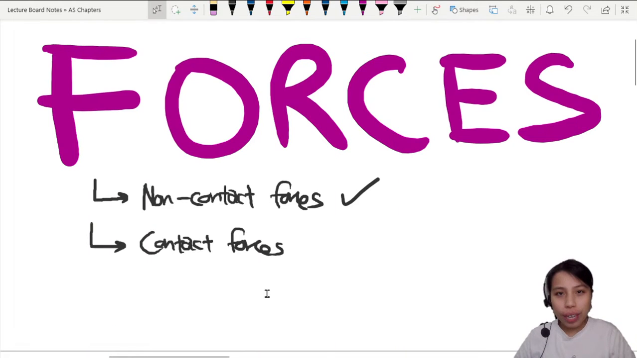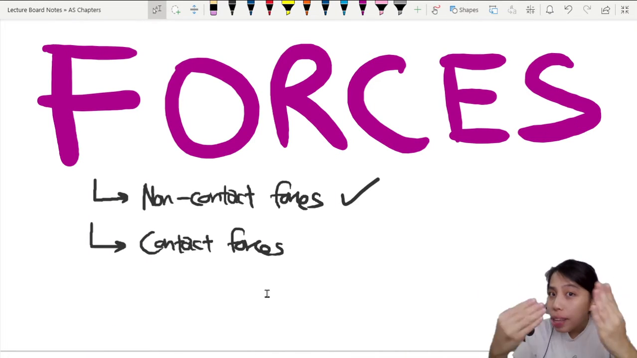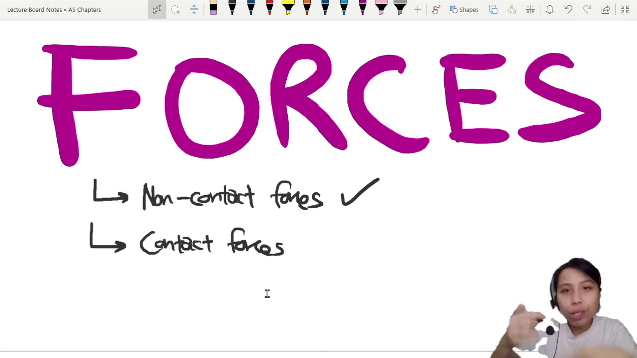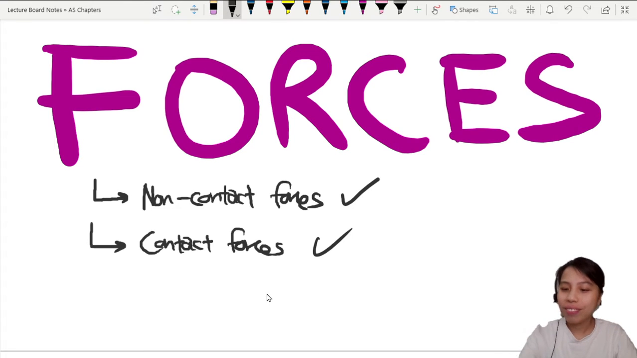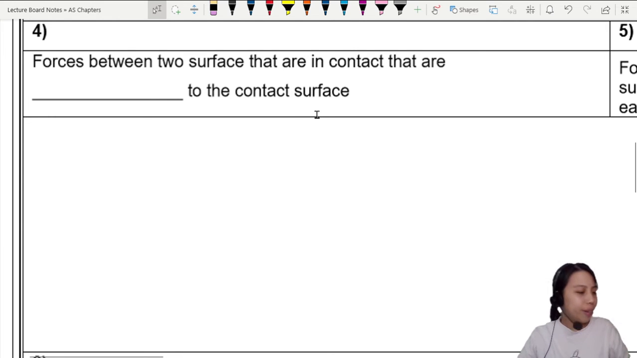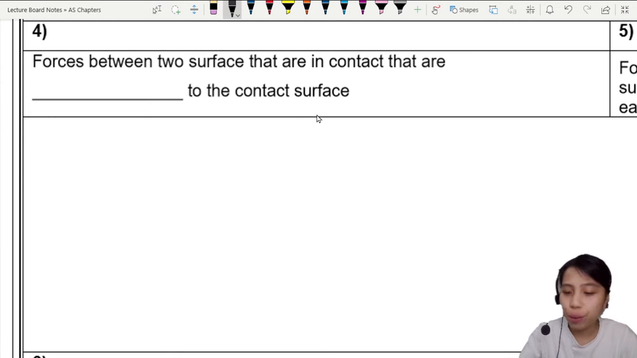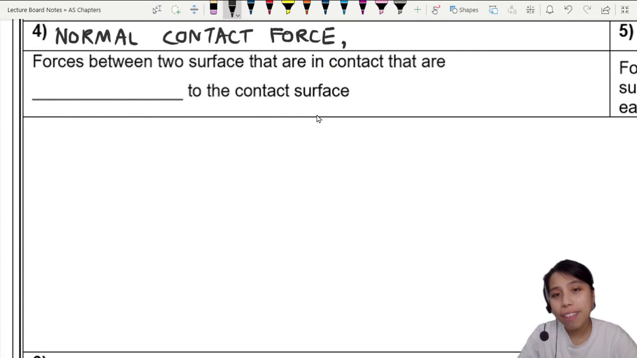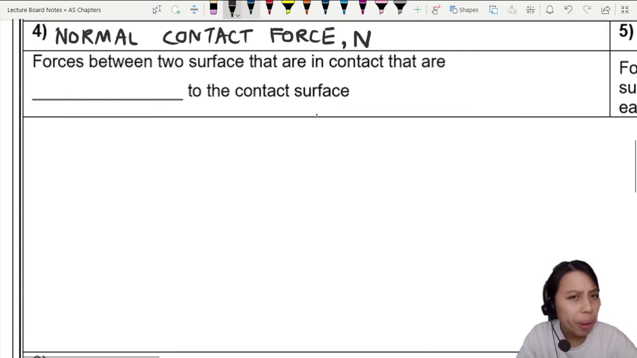In this video, we're going to look at the second type of forces called contact forces. You need to touch in order for the force to appear. The first force appears when two surfaces are in contact. What force would that be called? We call it normal contact force, and we use the symbol N. Why normal? What does it mean?